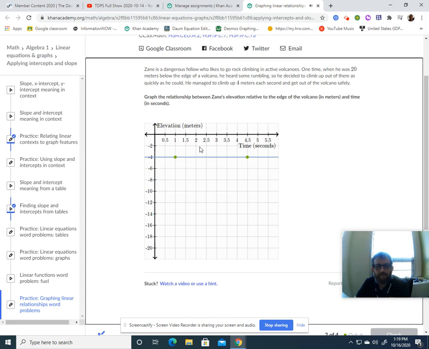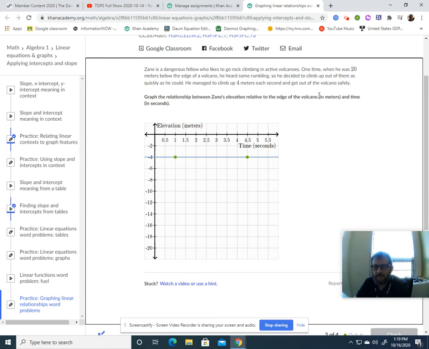All right, next question. Zane is a dangerous fellow who likes to go rock climbing in active volcanoes. One time, when he was 20 meters below the edge of the volcano, he heard some rumbling, so he decided to climb up and out of there as quickly as he could. He managed to climb up 4 meters each second and got out of the volcano safely.